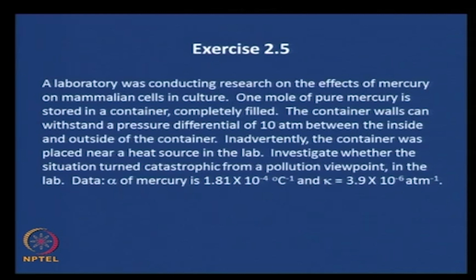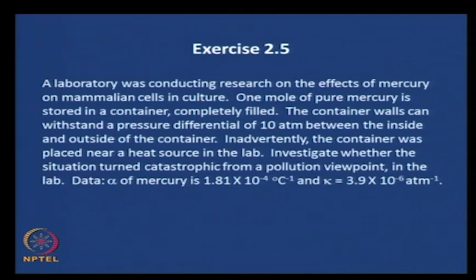What is meant by this is, when mercury spills out, that can cause big pollution and catastrophic pollution. You have heard of the Minamata Bay disaster and so on and so forth, where fishes in Japan were poisoned with mercury. So this is from that angle. You need to check whether there was a spill of mercury, in other words whether the container exploded.